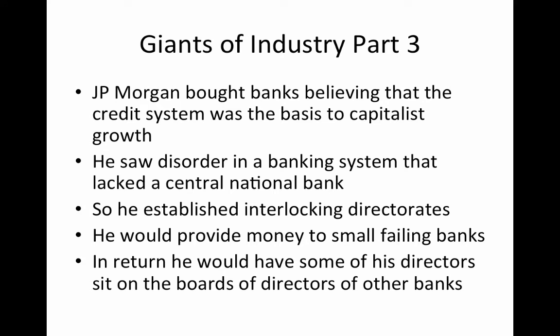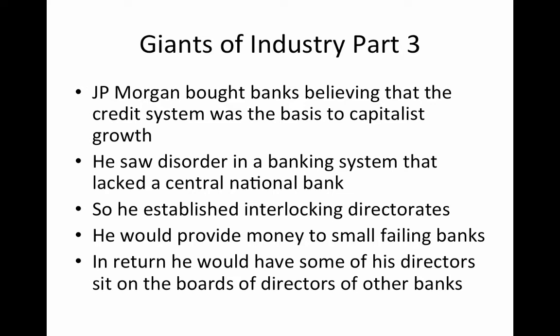Giants of Industry, Part 3. J.P. Morgan bought out the banks and believed that the credit system was the basis to all capitalist growth. At the time, he saw disorder in a banking system that lacked a central national bank, so he established what's called interlocking directorates. He would provide money to small failing banks.